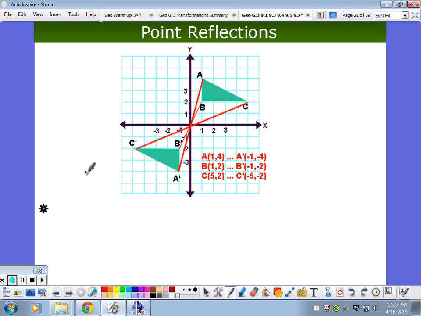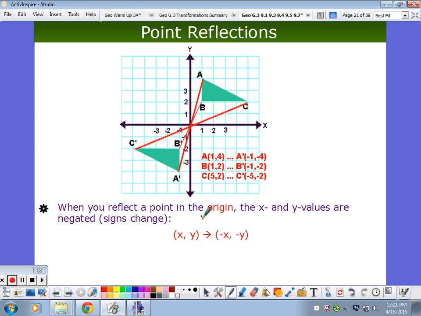Okay, so how do these work? Let's look at these points here. (1, 4) became (-1, -4). (1, 2) became (-1, -2). The mapping is (x, y) goes to (-x, -y). So the points stay in the same locations, we're just going to take the opposite values, the negative values, which means if it's negative, you make it positive, and the other way around.